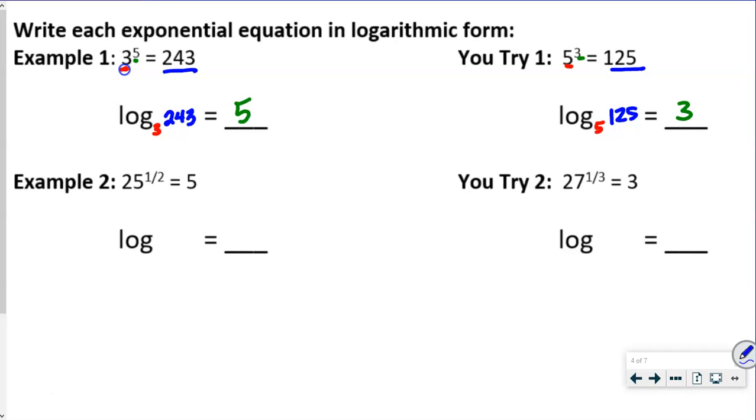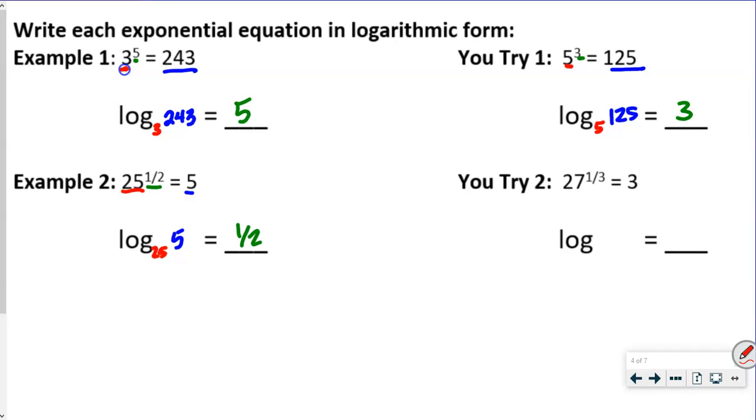Here we go again with our example 2. Now, the only difference this time is we have a fraction, right? So here again, we're going to take our 25. That's going to be our base, right? We're going to take that 1/2 and put it on the other side of the equal sign. And then we're going to put our 5 right here. So it's going to be log base 25 of 5 equals 1/2. So go ahead and do the you try.